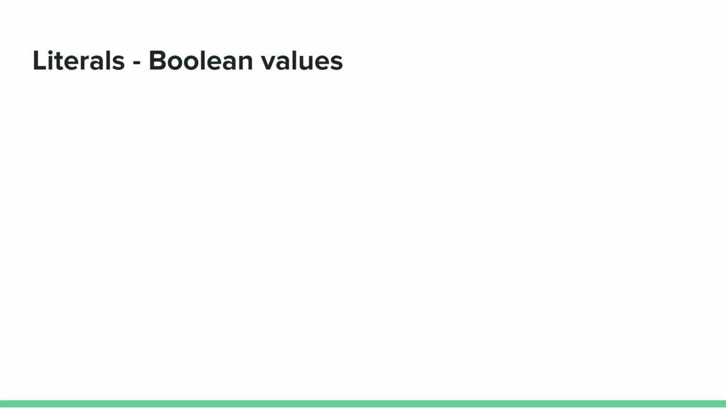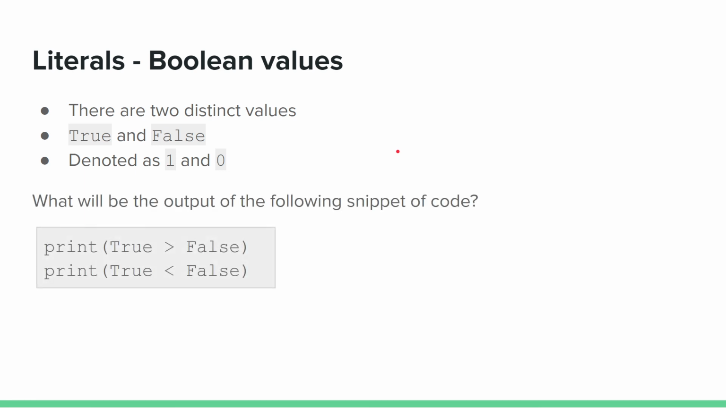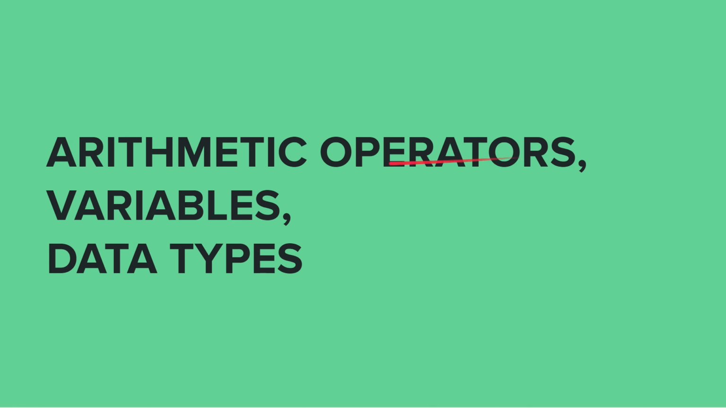So we have the Boolean, which is going to be the last thing we'll be talking about in today's video. These are two distinct values, and they're either true or false, where true is represented by 1 and false is represented by 0. Can you guess the output of the following snippet of code? While you're guessing, I'll leave it at that and just tell you that in the next class we'll be talking about arithmetic operators, variables, and data types.